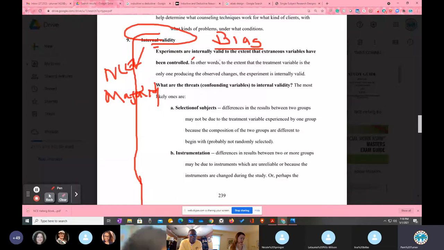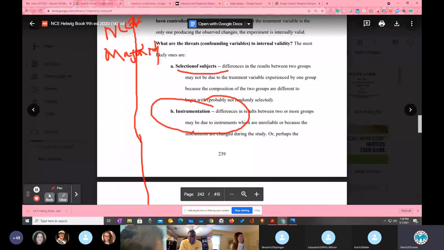So internal validity is the validity of the test, the inside. So how much I can control the inside of the test. My selection of subjects, who I choose to take the test. Instrumentation is just a fancy word for the test, right? That's just a fancy word for the test.